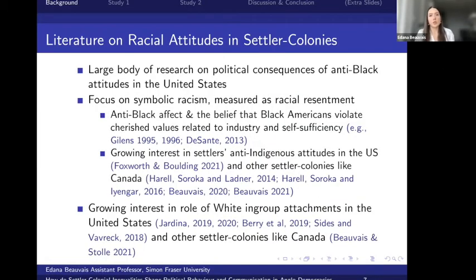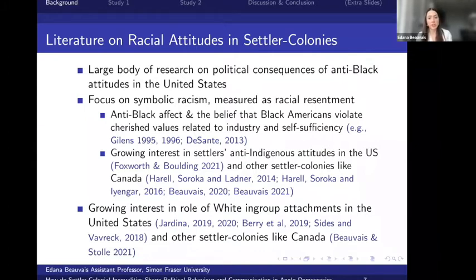With respect to the existing literature on how racial attitudes impact attitudes in settler colonies, there's a really large body of research on the political consequences of anti-Black attitudes in the United States. This has been where a lot of the research has been conducted, with a focus on symbolic racism, measured as what's called racial resentment, in this case towards Black Americans. Racial resentment is operationalized as a combination of anti-Black affect and the belief that Black Americans violate cherished values related to industry and self-sufficiency.